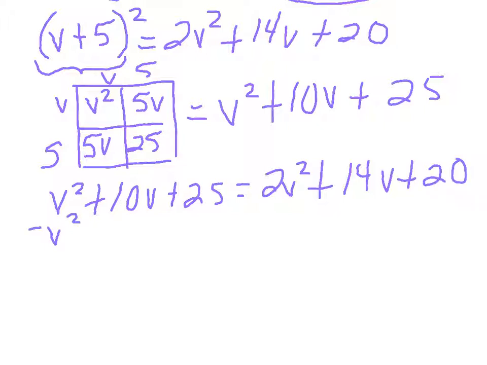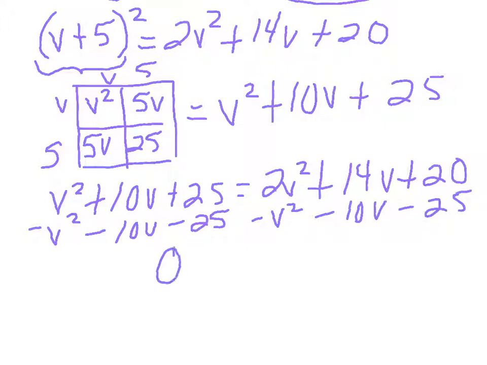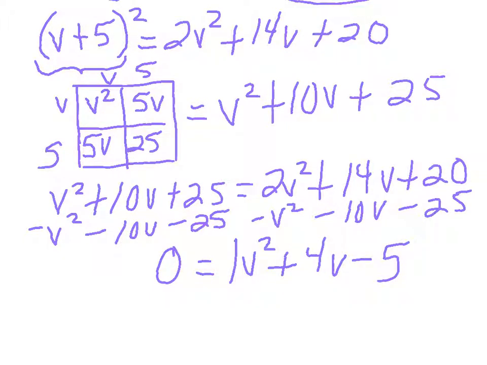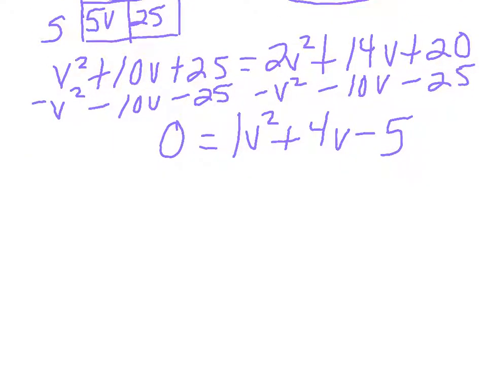So we're minusing a v squared, we're minusing a 10v, and we're minusing a 25. So 0 equals 2 minus 1 is 1, 14 minus 10 is 4, 20 minus 25 is negative 5. Cool. I think that we're going to be able to factor this guy.